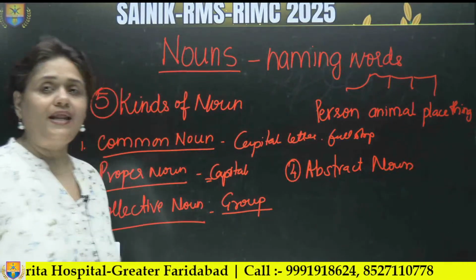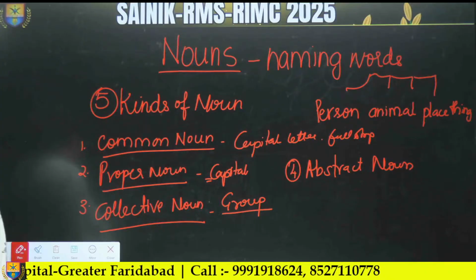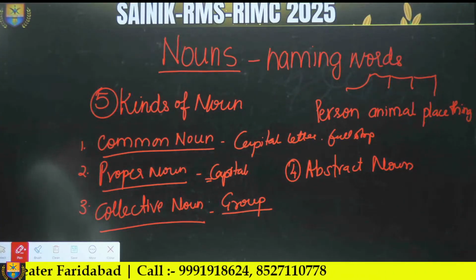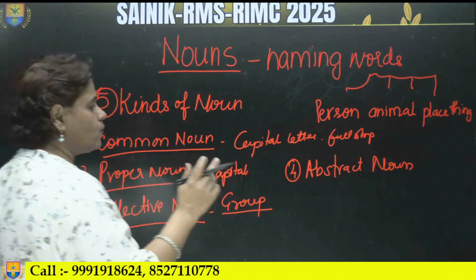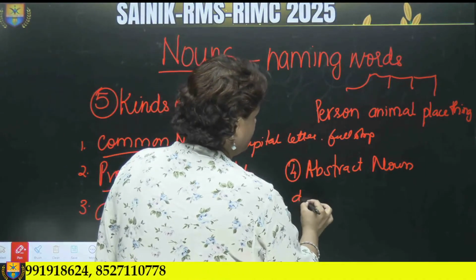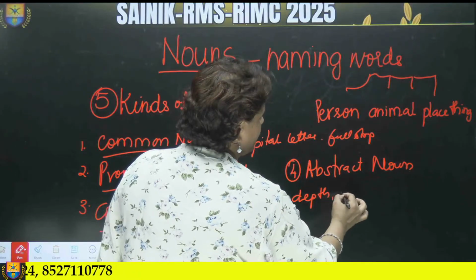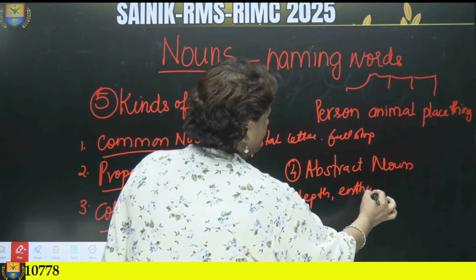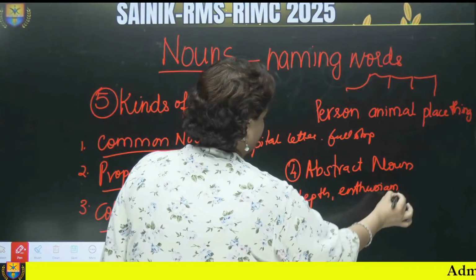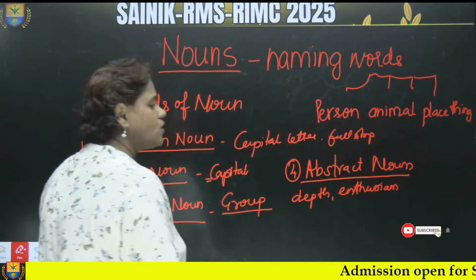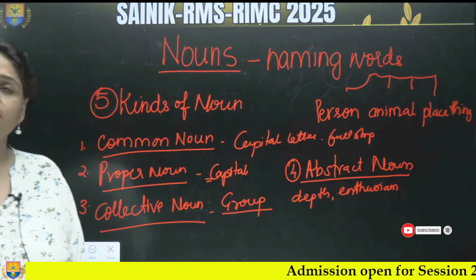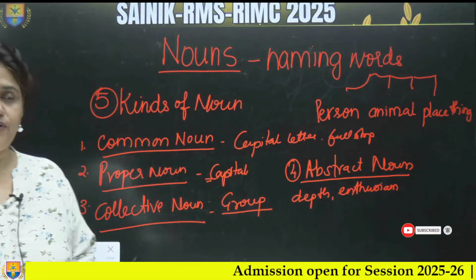Now, let's recollect about the abstract noun. What are the abstract nouns? It stands for the quality, state, or concept. Like we had heard the words depth, enthusiasm. We cannot touch them. We can only feel them. So, abstract nouns were those nouns which we could not touch. We could only feel them.